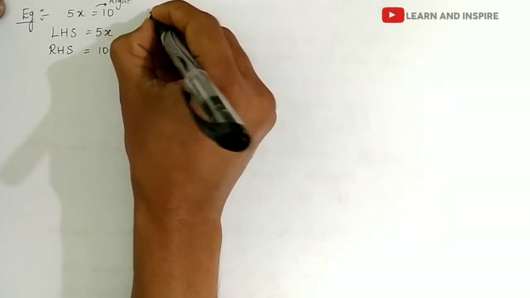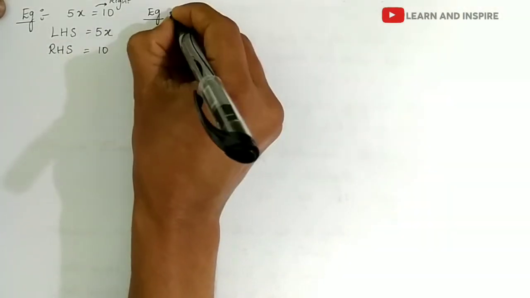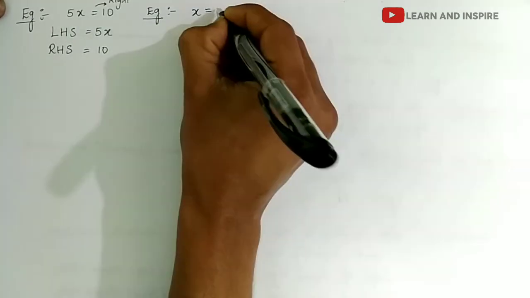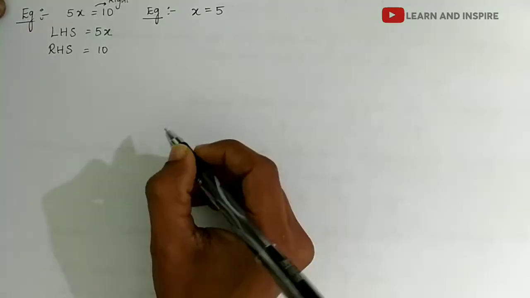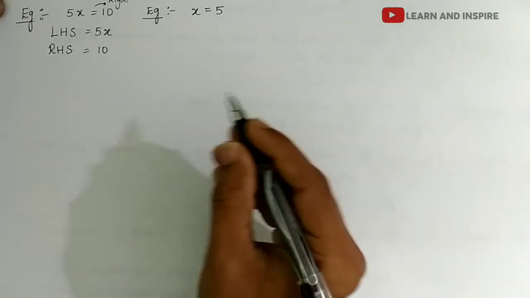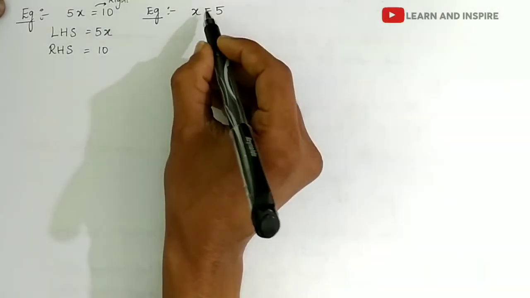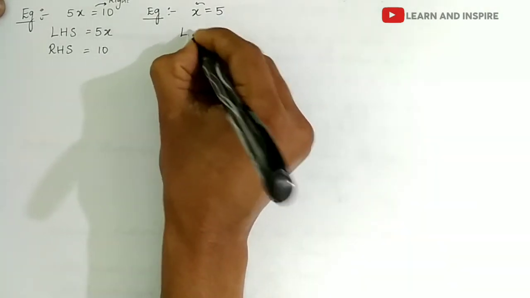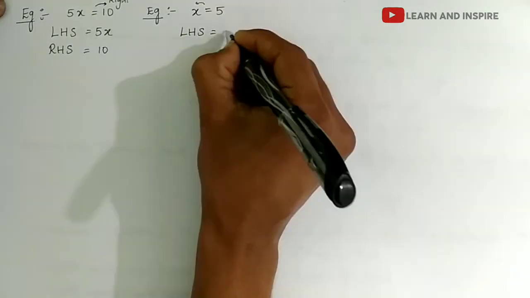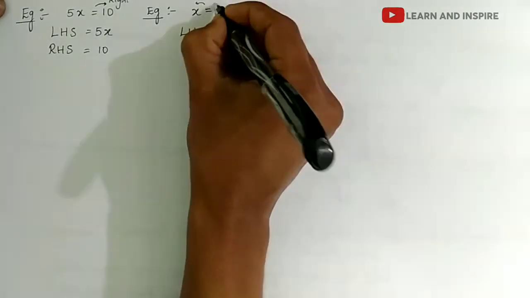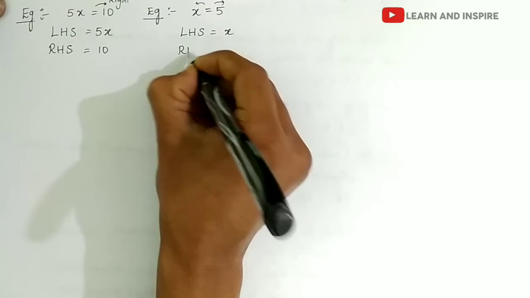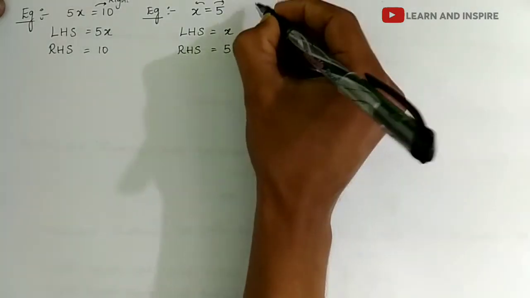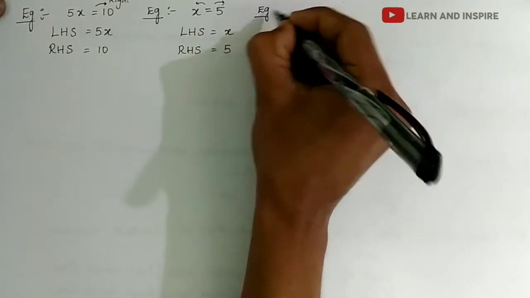Now we'll see one more example. So I write x equals to 5. X is equals to 5. So what is LHS and what is RHS? LHS is nothing but left to equal sign. So left to equal sign is x, and right to equal sign, RHS, is 5. Understood? And we'll see one more example.